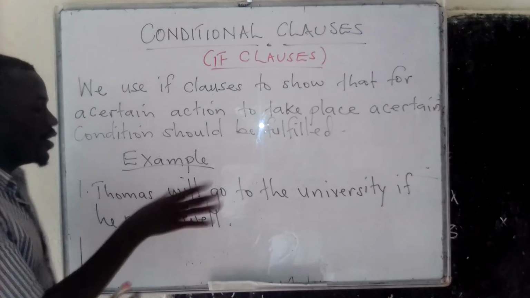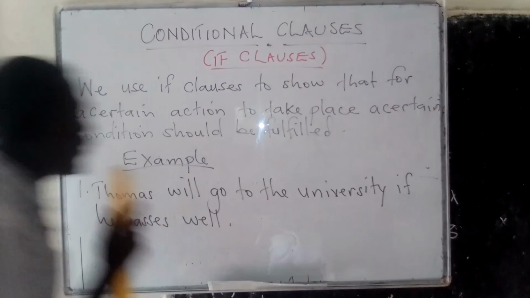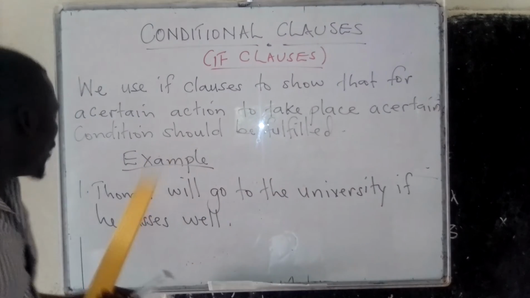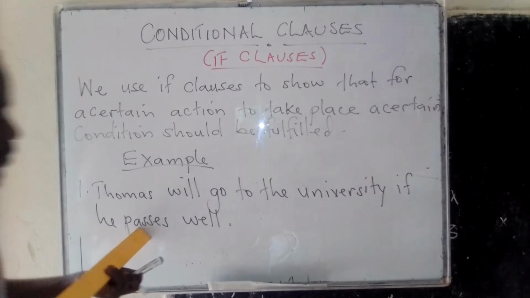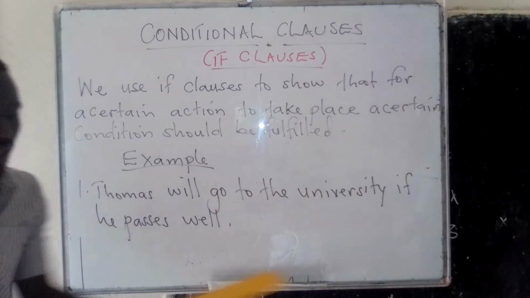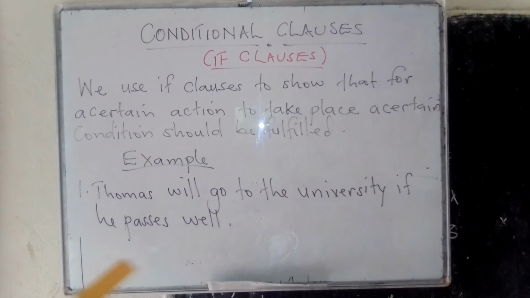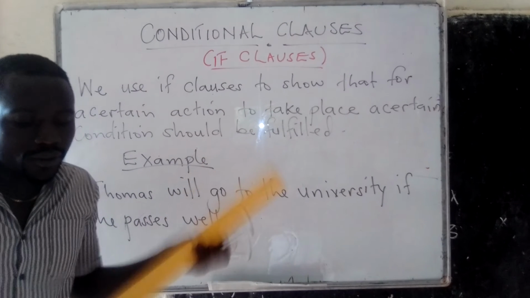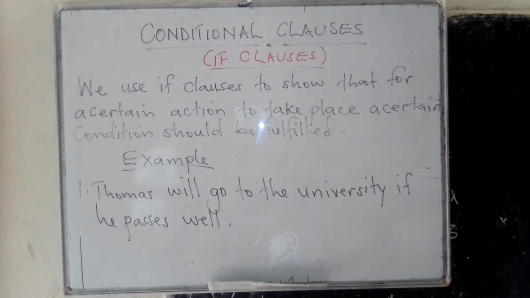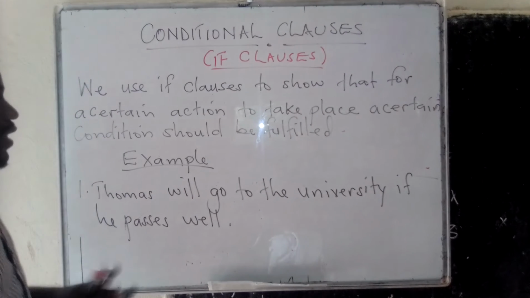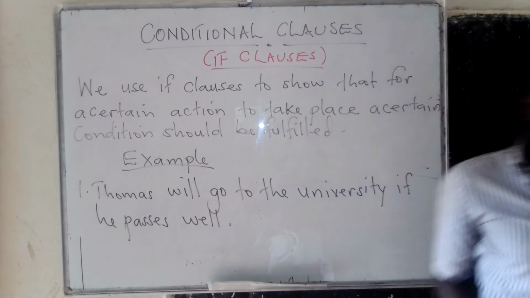Now, there is a condition for this Thomas to go to the university. The very first thing, for him to go to the university, he should have passed very well. That means if he doesn't pass well, he will not go to the university. So for the condition of going to the university to be fulfilled, Thomas has to pass well. That is what we follow when we are dealing with these if clauses. That was an introduction to the if clauses.